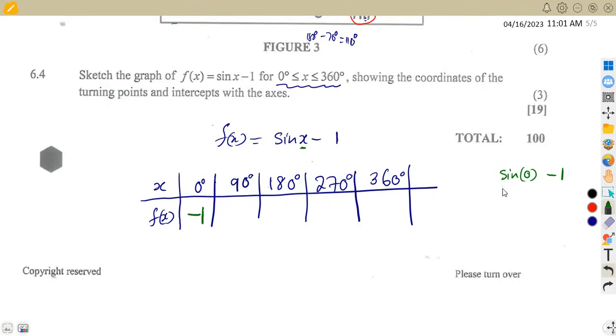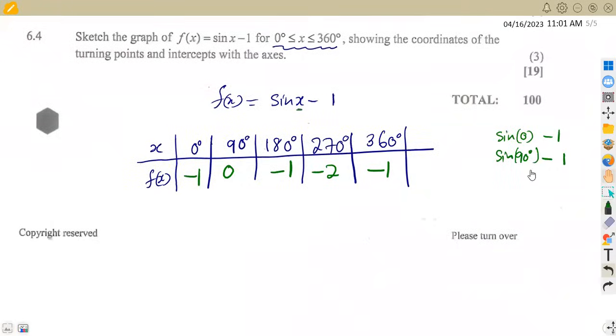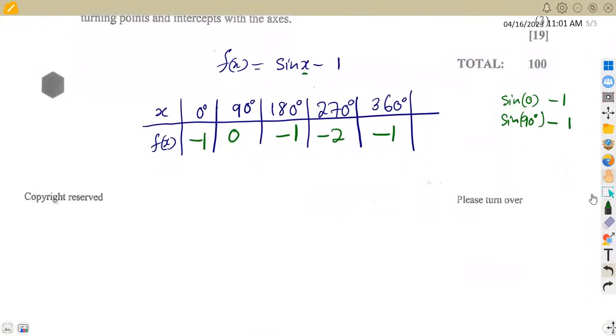We move on to 90 degrees. That is sine 90 degrees. Take note, in brackets, minus 1 separately. That is going to give us a 0, and so on. At 180, that's minus 1. At 270, that's minus 2. At 360, that's a negative 1. So these were the values that you're going to obtain for this graph, or from the table. So now you can draw the graph.